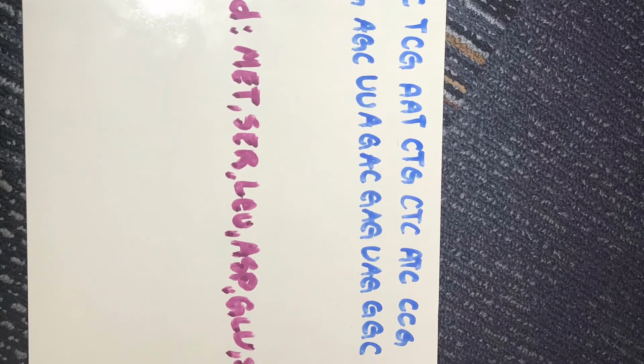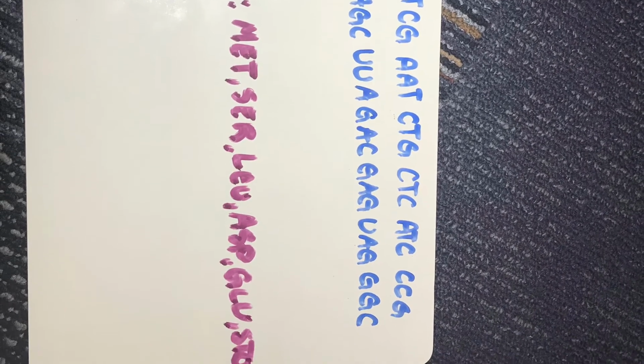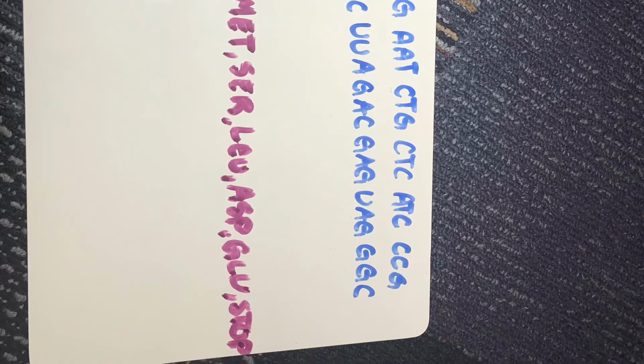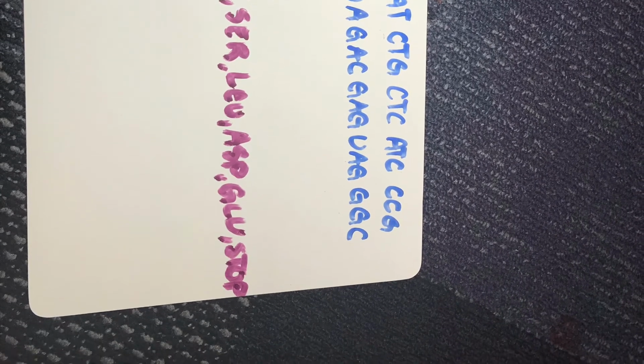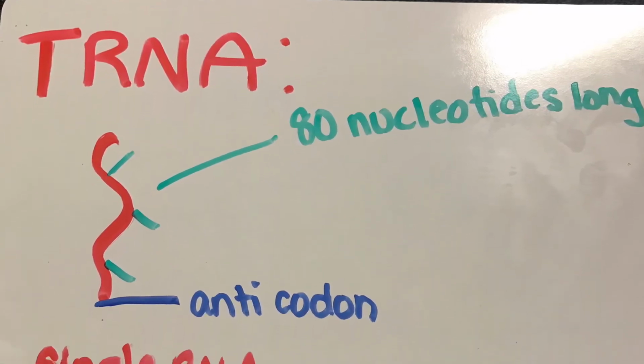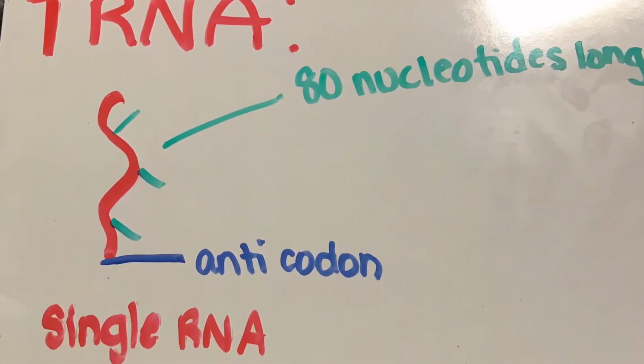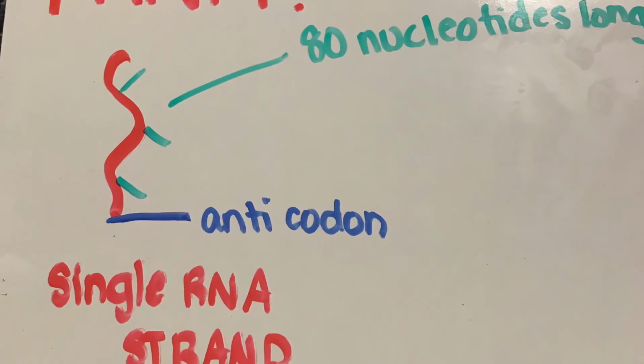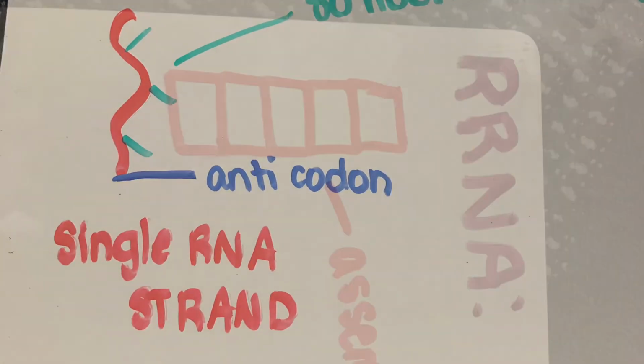mRNA is a messenger, tRNA is transfer RNA. mRNA is to carry information of amino acid sequence from the genes to where proteins are assembled on ribosomes in the cytoplasm. tRNA is used in translation, a single RNA strand that is only 80 nucleotides long, containing an anticodon on the other end connecting the base pairs.